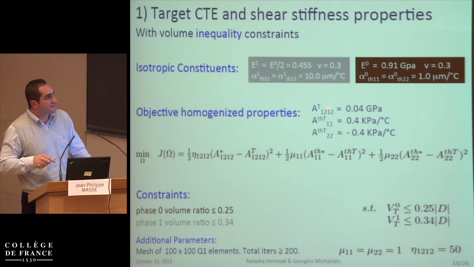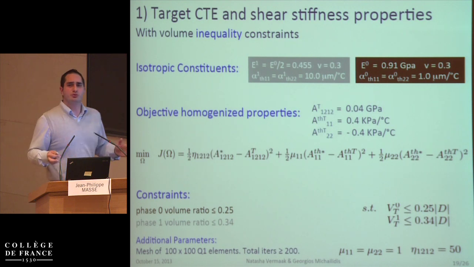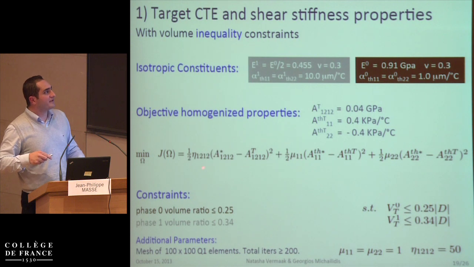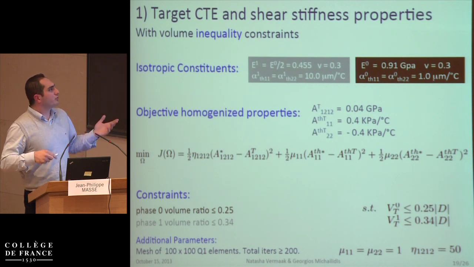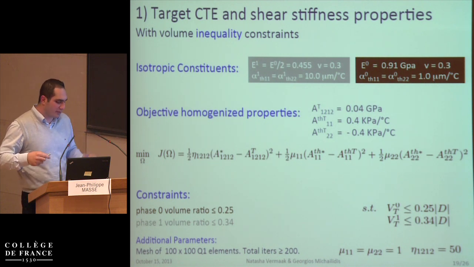So we care about the shear stiffness of the elasticity tensor and about the coefficients of the thermal strain tensor. One simple way to do it is to construct an objective function that is a weighted sum of least square deviations between the homogenized properties and the target properties. Then we set some resource constraints in terms of volumes of the phases that we are going to use. We set our weight coefficients for the objective function and some numerical parameters.